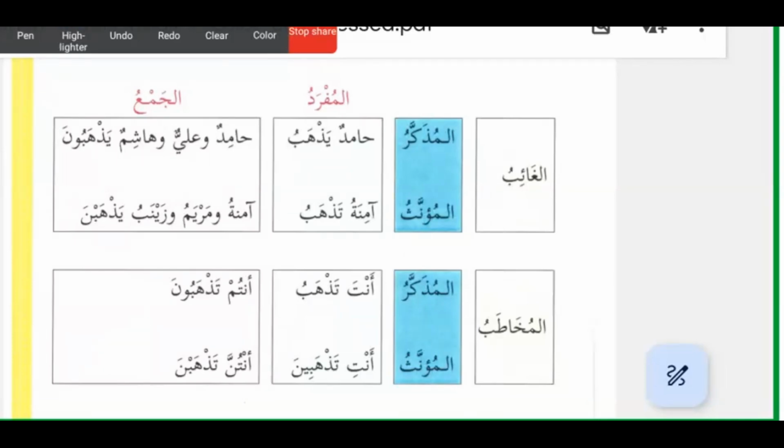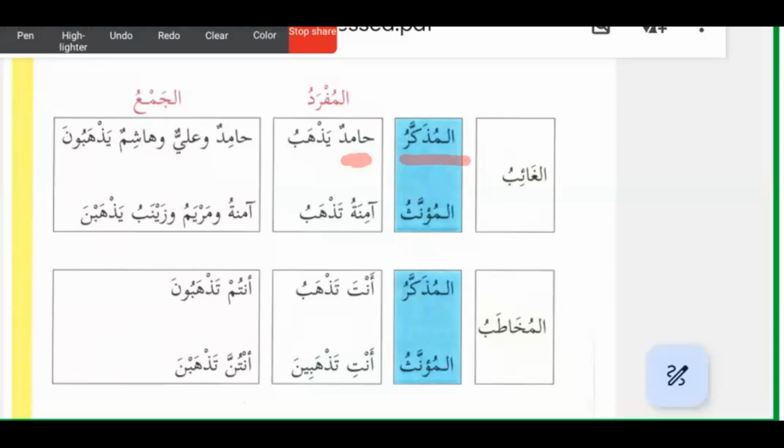Now we have here al mufrad is Hamid, like it's mentioned here for muzakkar. So this is the male part here. Hamidun yazhabu. Hamidun yazhabu means Hamid goes, or we can say he goes.